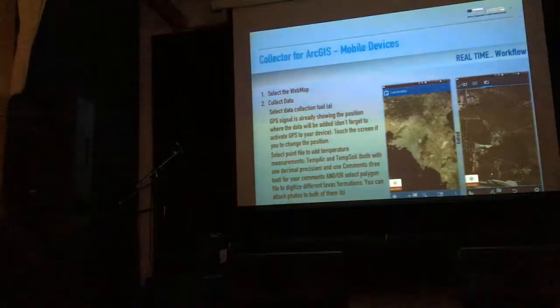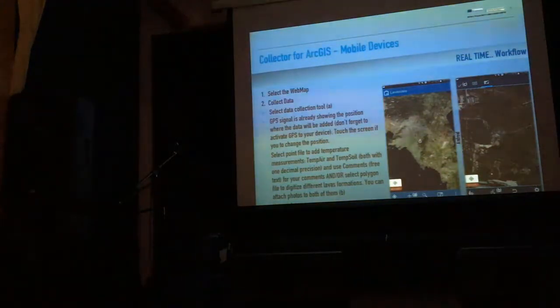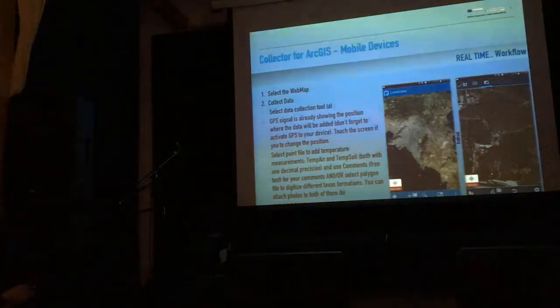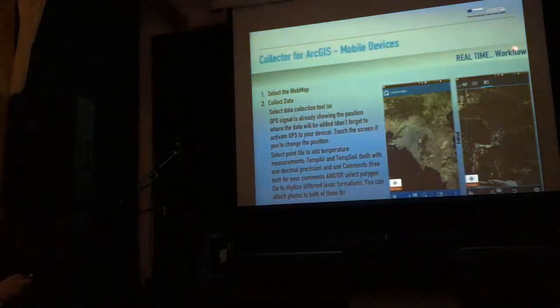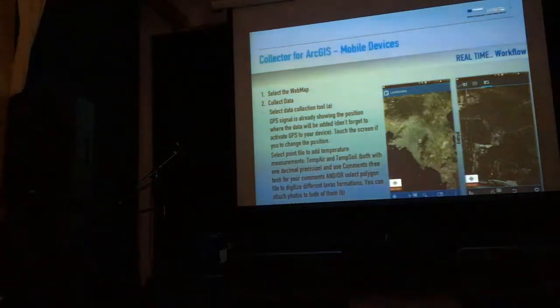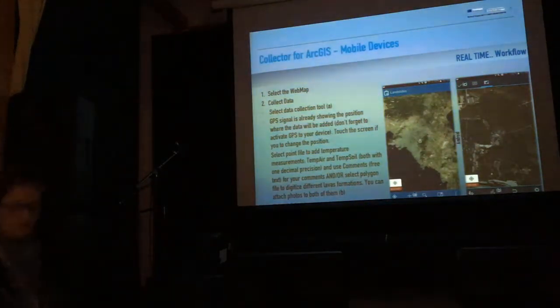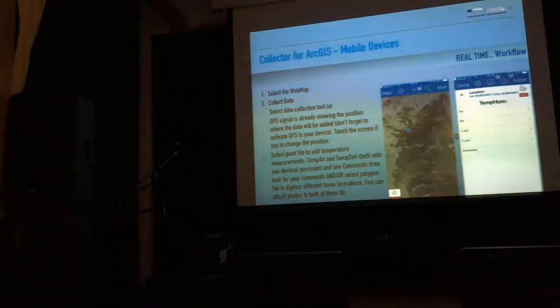I can see the map. I can add data. This is for Android. I can add data with the plus tool. I can attach photos, and finally when I'm done, I send the data to me. What else do I have to do? This is the iOS version. I have to complete the attribute table before sending the information.